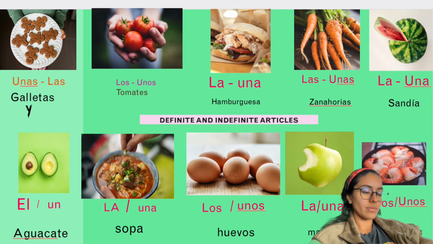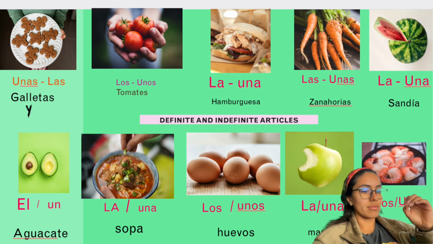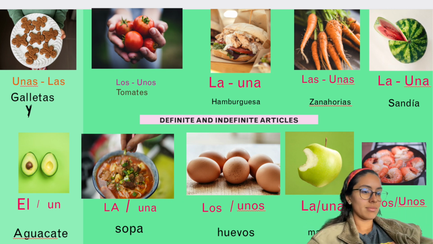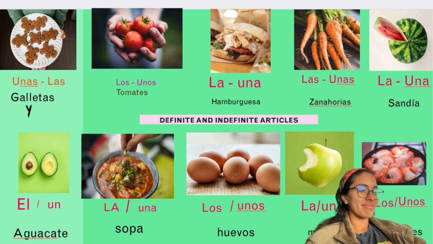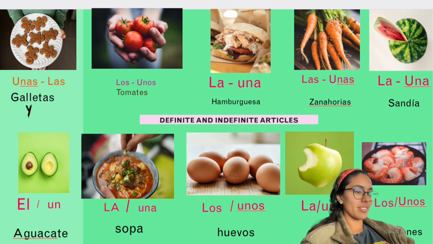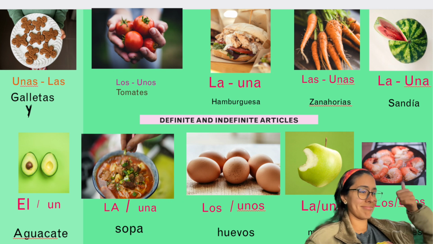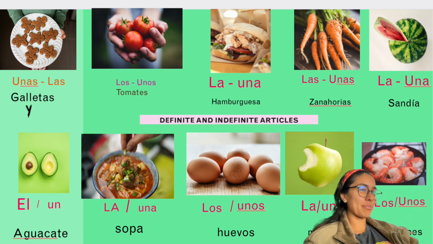La manzana. Una manzana. Los camarones. Unos camarones. Very good. El aguacate. Un aguacate. La sopa. Una sopa. Los huevos. Unos huevos. La manzana. Una manzana. Los camarones. Unos camarones. Very good. Next person.